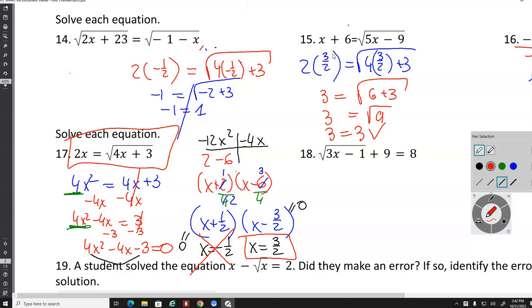And sometimes you are going to have a question, like we had on the last quiz, that asks you for the extraneous solution, not the solution. So watch for that.